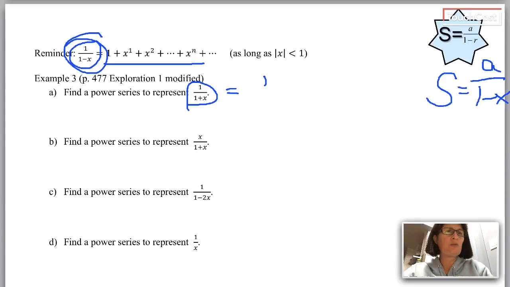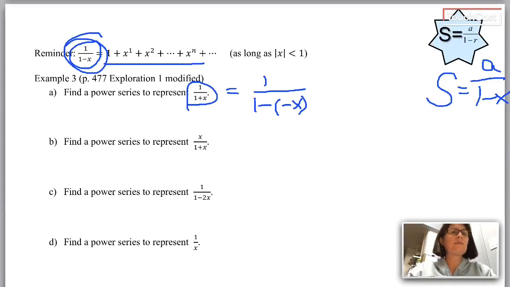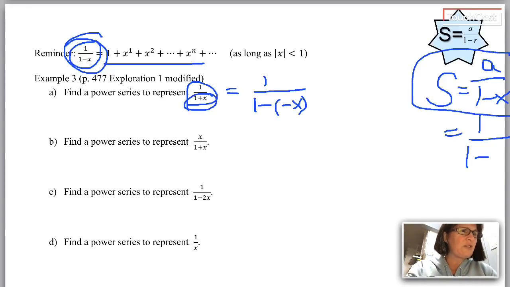That's the same as 1 over 1 minus negative x. And that's what I would get if I had to sum an infinite geometric series with r equal to negative x. Look at this. The first term would be 1, and 1 minus, what do I really wish this was? I really wish it was 1 plus x, because I want to make this denominator, but I need to make it fit into this formula, so 1 minus negative x. That's a negative x. So watch this.